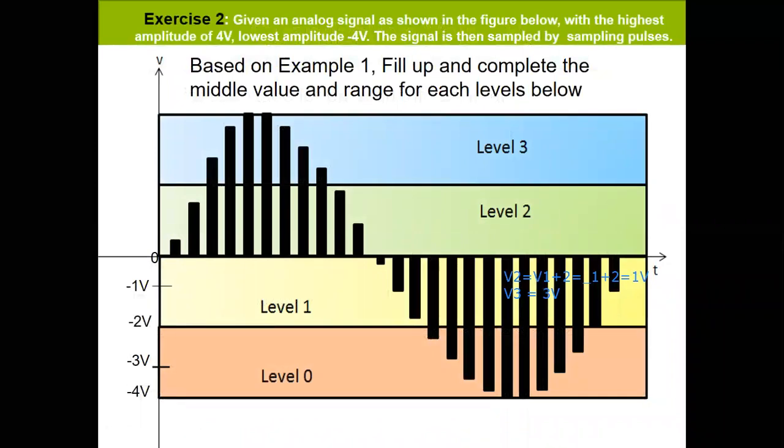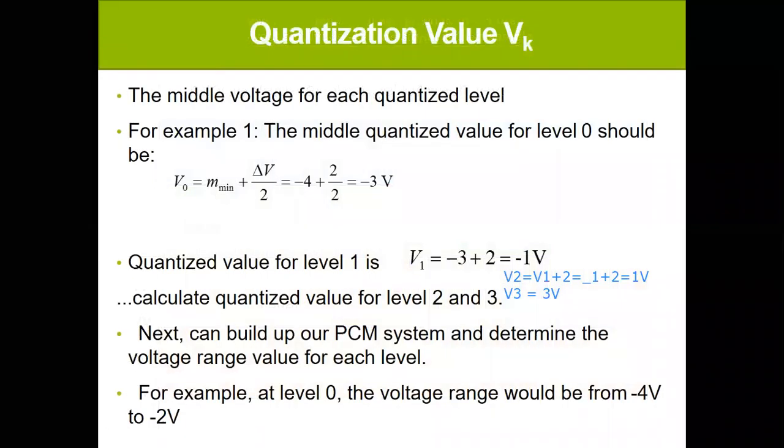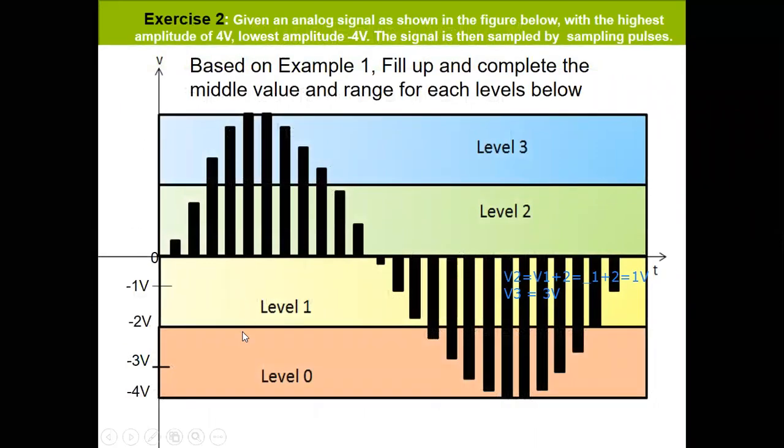Now, let us make it clear. We have 4 levels: level 0, level 1, level 2, and level 3, arranged in 4 different colors. Level 0 range is -4 to -2, because delta V is 2 volt. Level 1 range is -2 to 0, 2 volt. This is the quantization interval, or the resolution. Level 2 is 0 to 2 volt. Level 3 is 2 to 4 volt, because our range is -4 to 4 volt.